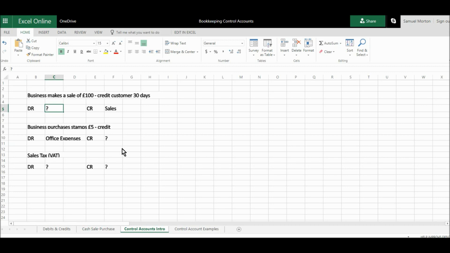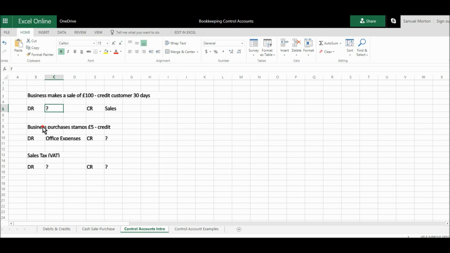Then on this next tab, I tried to make it clear to you why we need control accounts. I gave a few examples, like this first one. If a business makes a sale of £100, but it's on credit, what is the debit entry? We record the sale, but usually with a cash sale, the debit would be bank account or petty cash. But if there's no money changing hands, what happens with this debit entry?